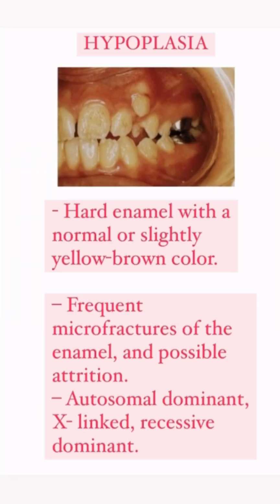Hypoplasia. Hypoplasia means the enamel is hard with a normal or slightly yellow-brown color, frequent microfractures of the enamel, and possible adhesion. It can be autosomal dominant, recessive, or X-linked.